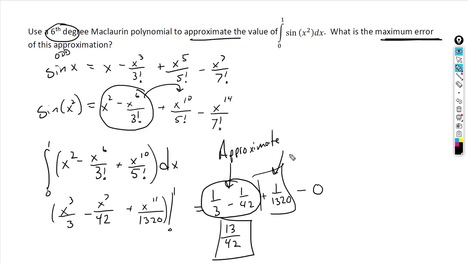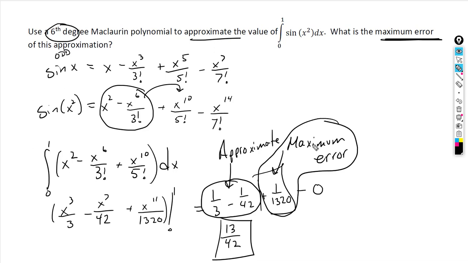And this right here is your maximum error. So your maximum error is about 1 over 1320. And thus, because we found 13 over 42, the integral from 0 to 1 of sine of x squared dx can be approximated as 13 over 42, which I believe is 0.309523. Give or take a couple decimals there, but that's about what you're going to get. So the maximum error is 1 over 1320, and the value is approximated as 13 over 42.